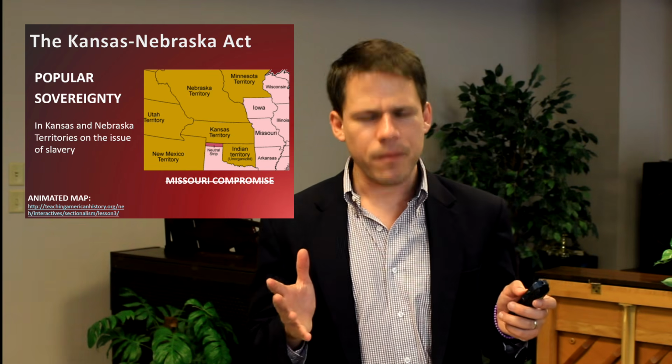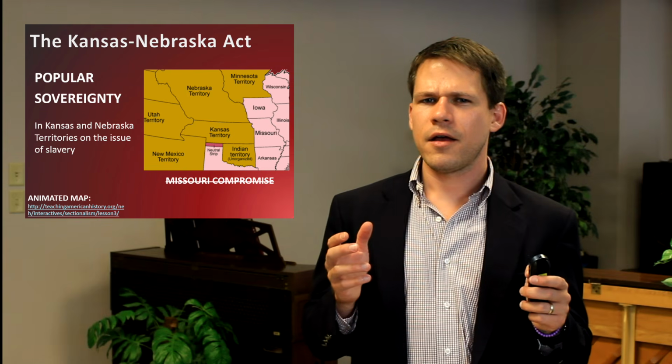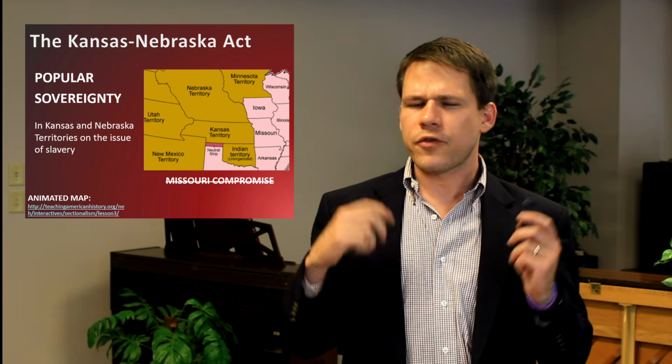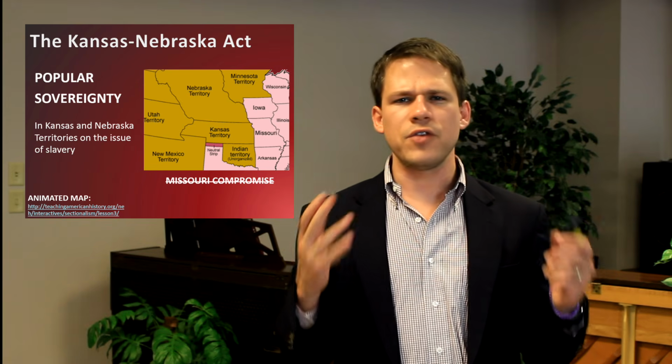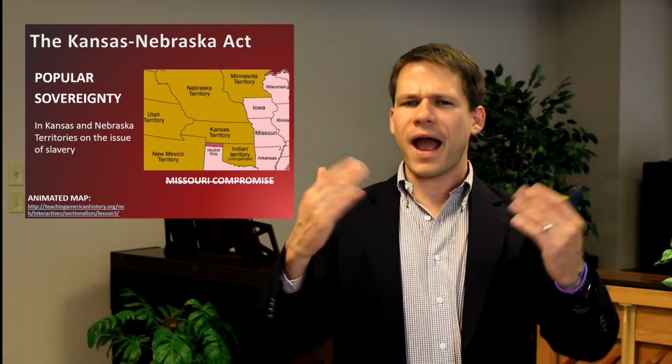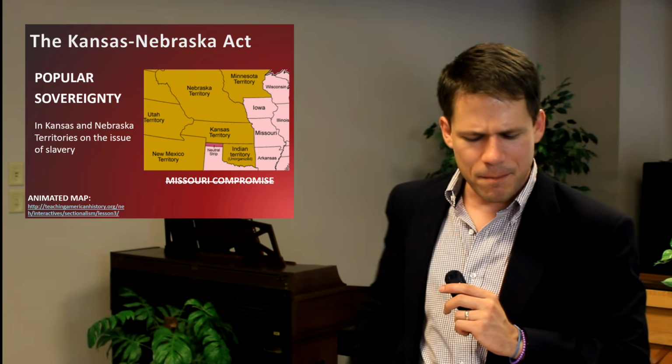Now, the thing is, this was in the area of the Louisiana Purchase north of 36°30′. So really the Kansas-Nebraska Act is nullifying, it is superseding the Missouri Compromise. So we're going back on compromises that have already been made.